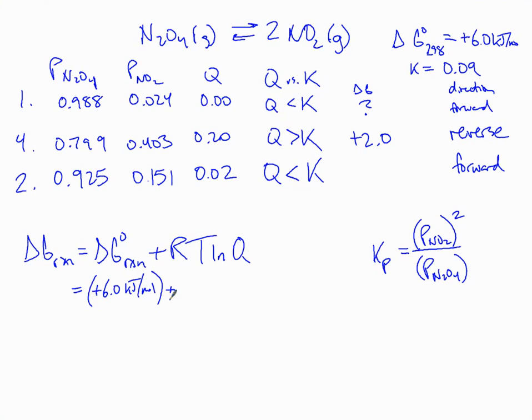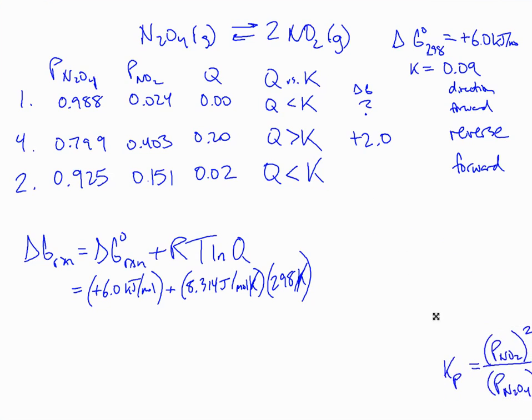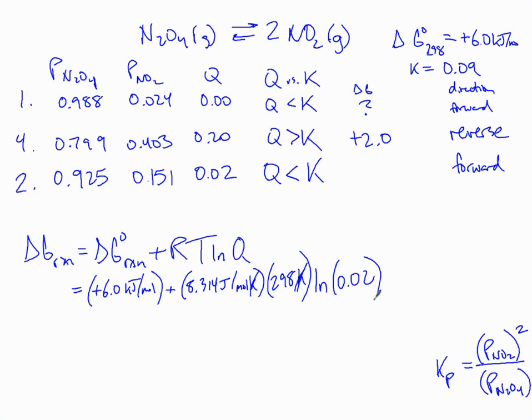Plus, and we have the gas constant in terms of joules, 8.314 joules per mole per Kelvin. Temperature is already in Kelvin. It's 298. Temperature cancels. And then my last term is the natural log of Q. Natural log of 0.02.